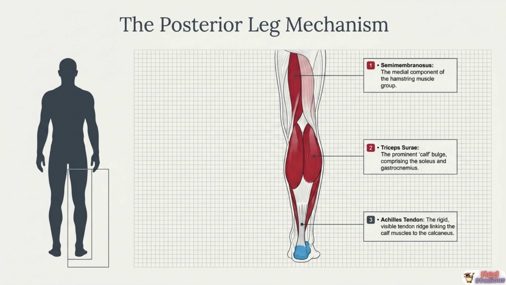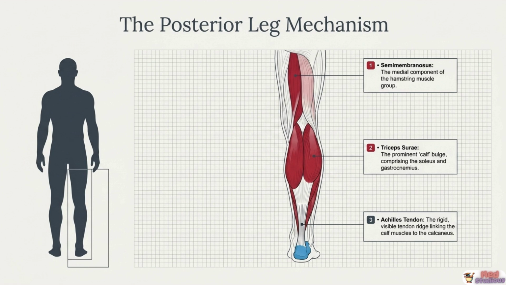In the posterior thigh, the semimembranosus forms the medial component of the hamstring muscle group, running from the ischial tuberosity down to the medial tibia. Together with the semitendinosus and biceps femoris, it forms the hamstring group, responsible for knee flexion and hip extension. Hamstring strains are among the most common athletic injuries, typically occurring at the muscle-tendon junction during rapid acceleration.